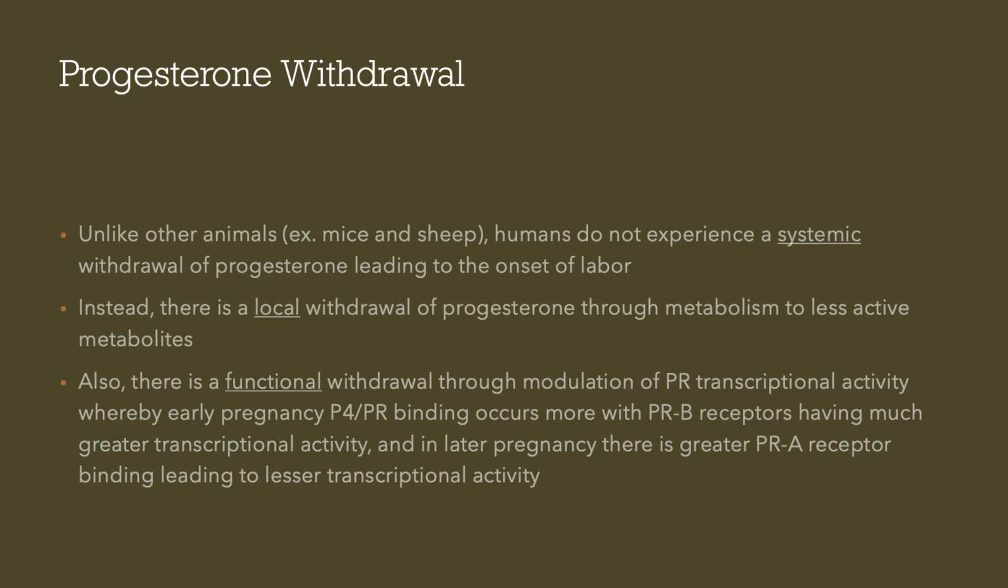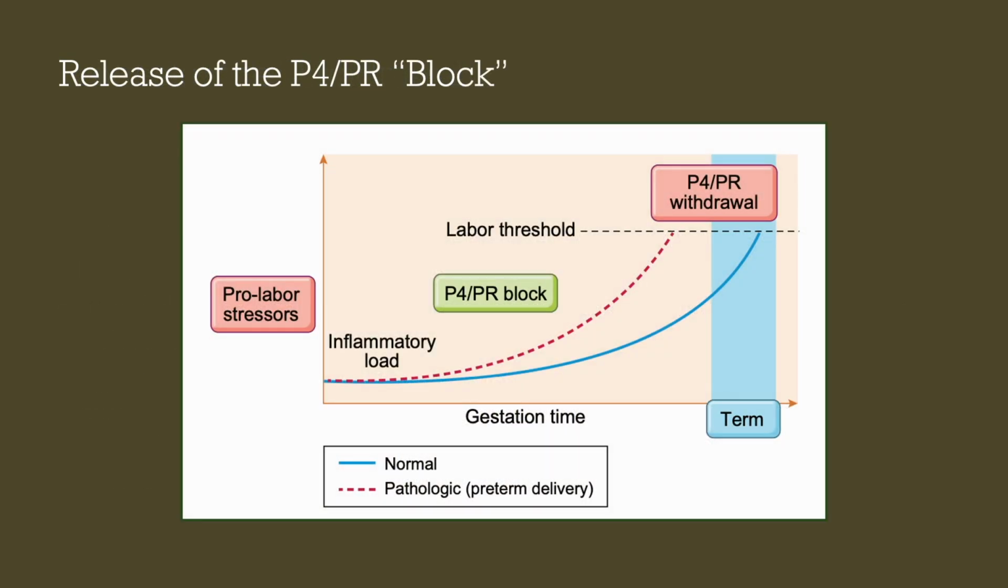So the combination of creating less active metabolites and modulating transcriptional activity to be lesser effectively creates a local and functional progesterone withdrawal, even though you don't see a systemic or serum concentration withdrawal in human pregnancy moving from quiescence to labor. So this really gets to this concept of a progesterone binding to a progesterone receptor block, or a P4-PR block. Also, this begins to incorporate this idea of the importance of inflammation to moving from quiescence to labor.